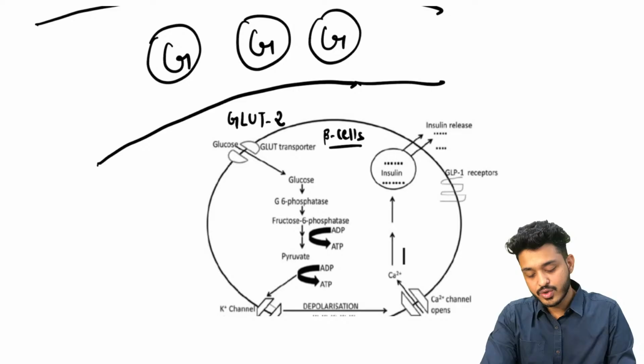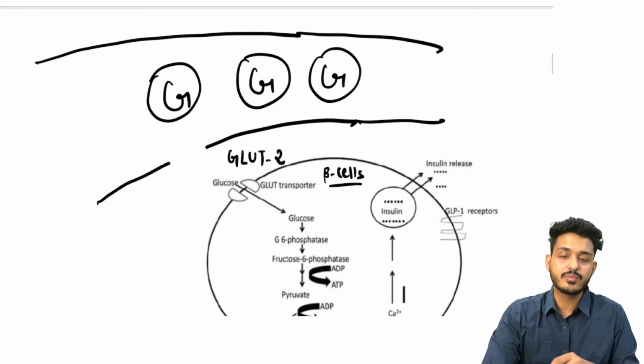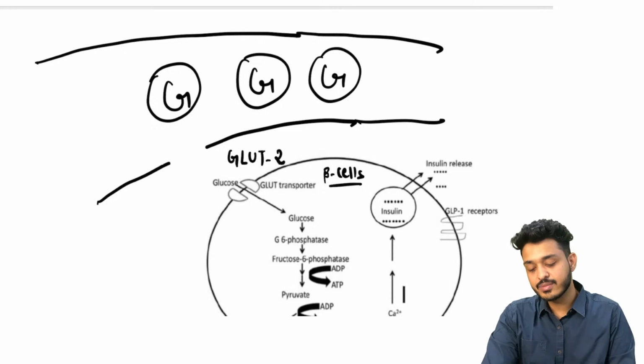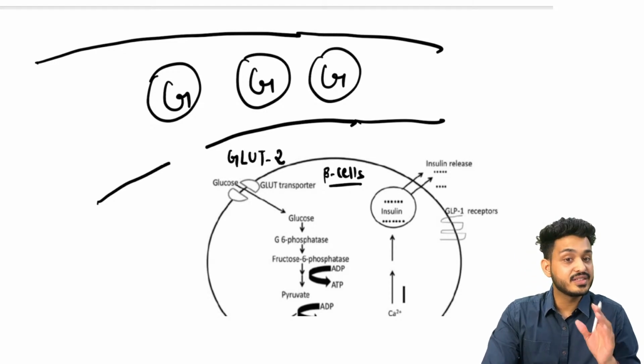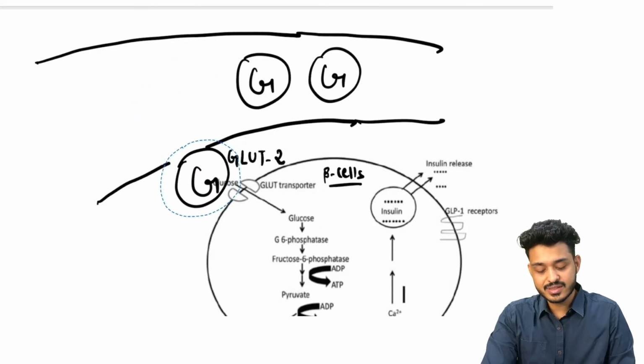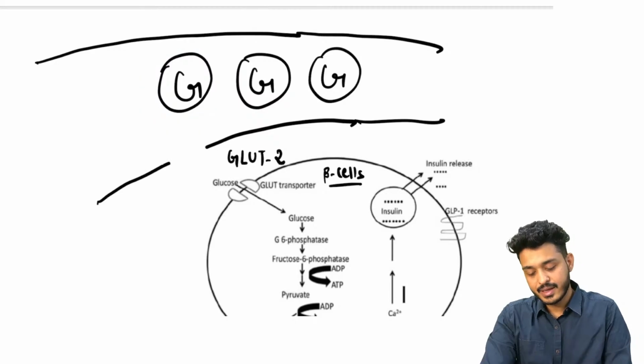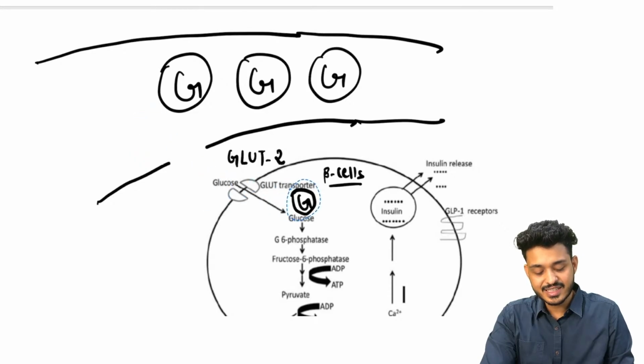And now what is going to happen? This GLUT is a type of facilitated diffusion. A question from physiology, a previous year question, I am going to mark, right? So GLUT2 is a type of facilitated diffusion. Facilitated diffusion means it does not require energy. It is a type of passive transport. Now what is going to happen? This glucose is going to come inside. Let me make a small glucose for you. This glucose is going to come inside these beta cells.